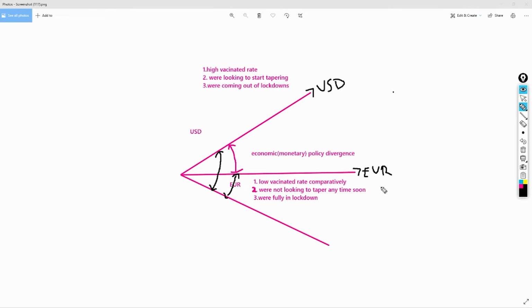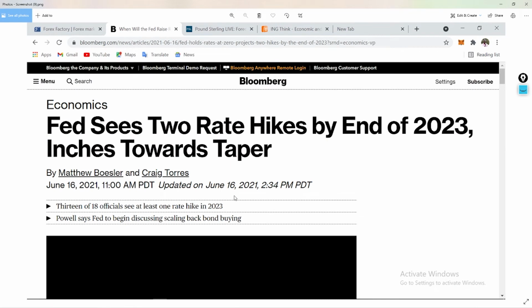So this creates a nice divergence for speculators to base their analysis on and trade. And I will show you some news that projected that the Fed was really looking to taper, or move a step closer to a rate hike. As you can read, the Fed sees two rate hikes by the end of 2023, inches towards taper.